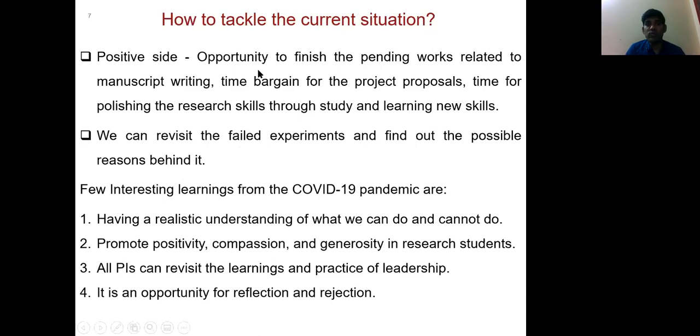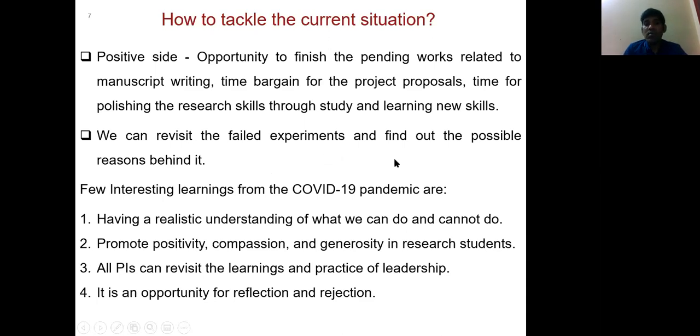If we go to the positive side of this, we can see that there is an opportunity to finish a lot of pending work related to manuscript writing. We have time to work on the project proposal, of course, and an enormous amount of time for polishing our research skills through study and learning new skills. We can also revisit the failed experiments of past years, find the possible reasons behind them, and maybe find a way in future to get some positive results out of them.